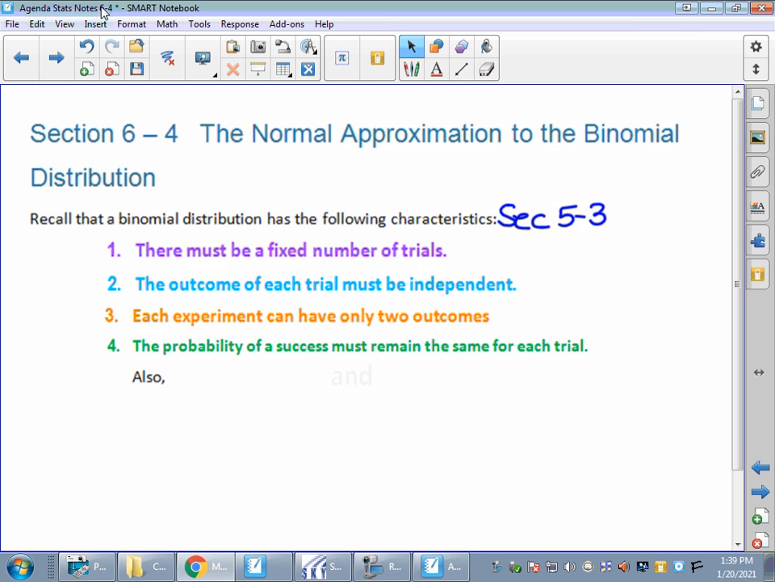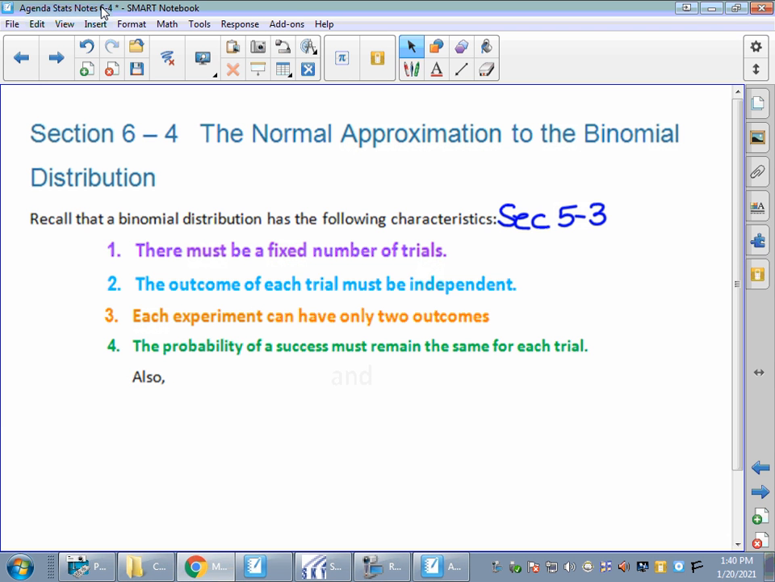And last but not least, the probability of success remains the same for each trial. So if we're looking at a multiple choice question with 4 answers, you have a 25% probability of guessing correctly. Remember, probability of success is p, probability of failure is q. And then that's section 5.3.